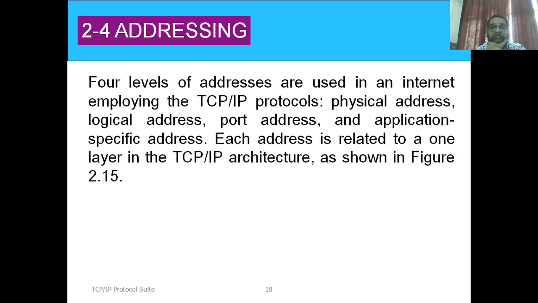Now there are four levels of addresses. If we talk about the TCP/IP protocol suite, we have four different types of addresses that need to be used. We have the physical address, which is used by two layers, the physical layer and the data link layer. The logical address is used by the network layer. The transport layer uses port addresses, because we have to specifically identify certain processes at the transport layer. And application specific addresses depend upon the application, so we use some specific addresses here.